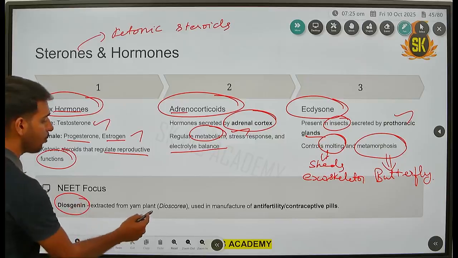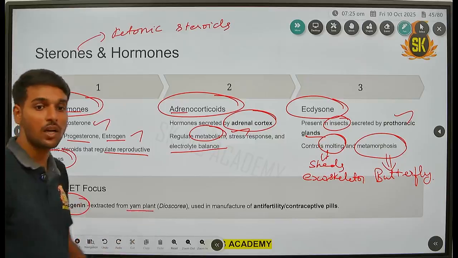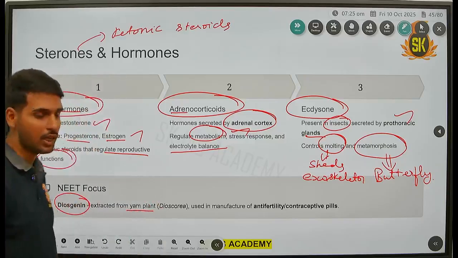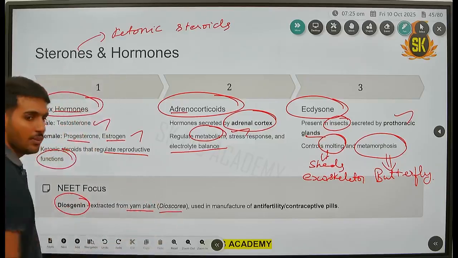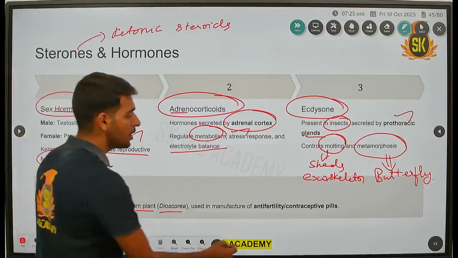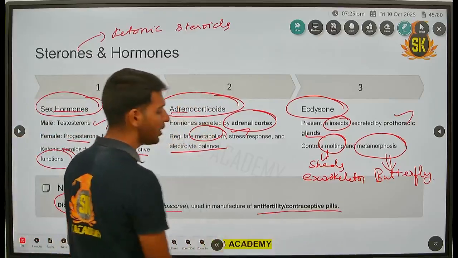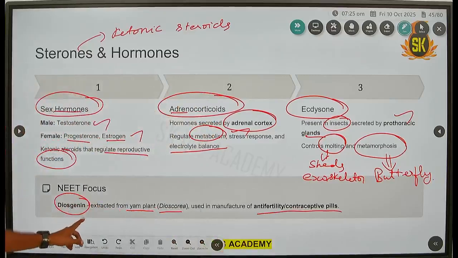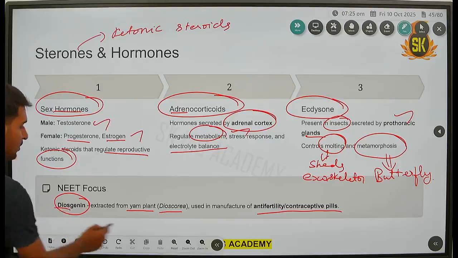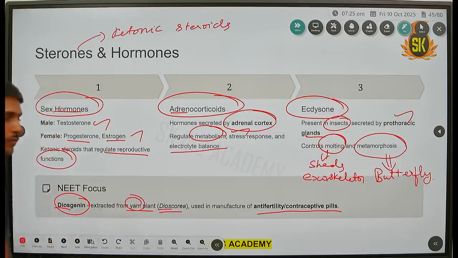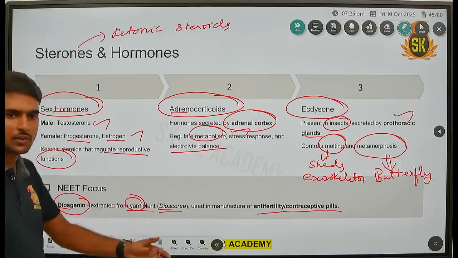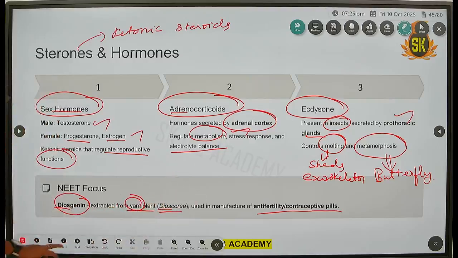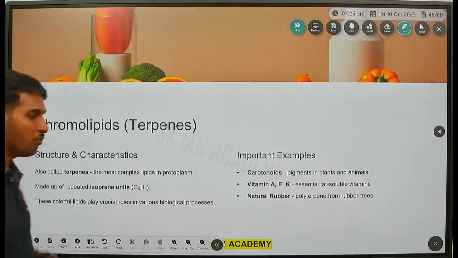Diosgenin is extracted from yam. In Tamil it is known as Maravalli Kizhangu. Yam, Dioscorea, is used in the manufacture of anti-fertility or contraceptive pills. Diosgenin: Dios, yam. It is a vegetable which is commonly used in India.